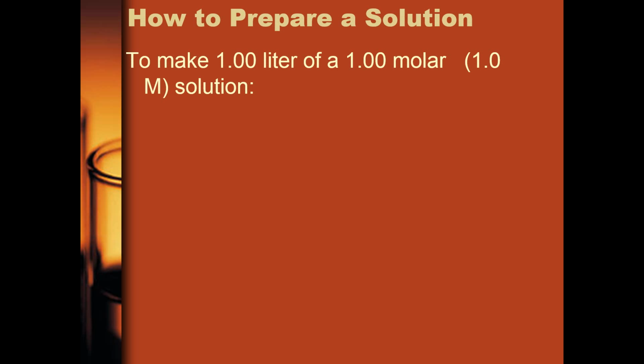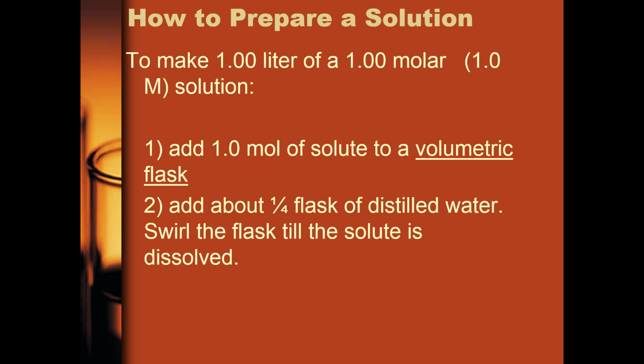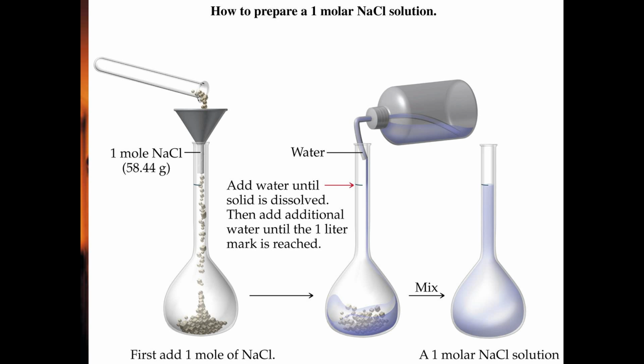This is how to actually prepare a real solution. If I were to ask you to create a solution, what you would need to do is add 1 mole of solute to a volumetric flask. A volumetric flask, I'll show you on the next slide, has a very, very long neck with a round bottom. We're going to add about 1/4 of the flask of distilled water, swirl it around to make the solute dissolve, and then finally you keep adding water until it reads at the 1 liter mark.